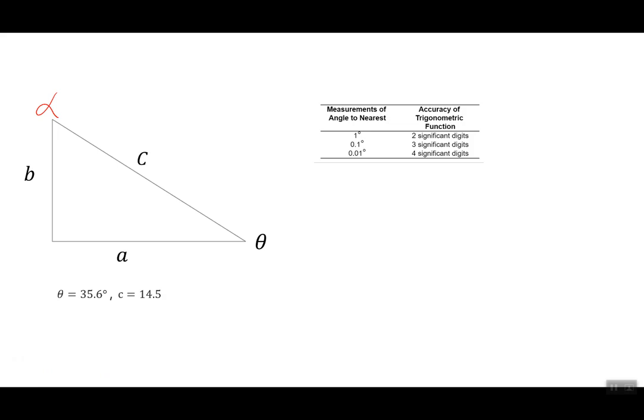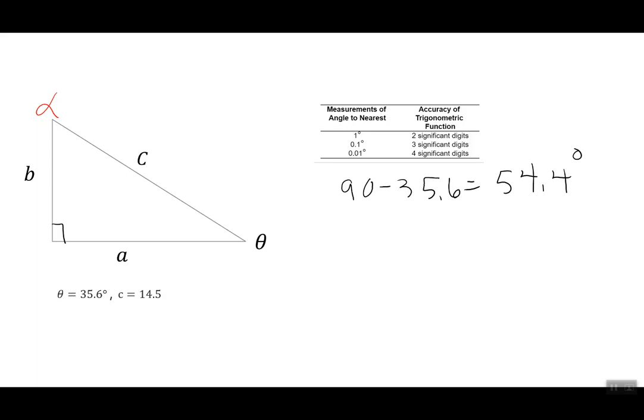Let's start by finding alpha. I know all triangles have 180 degrees, and I know I have a right triangle on the corner. So alpha along with theta will add up to 90 degrees. To get the value of alpha, I'll take 90 minus 35.6, which will give me 54.4 degrees. Now I'm ready to solve for sides A and B.